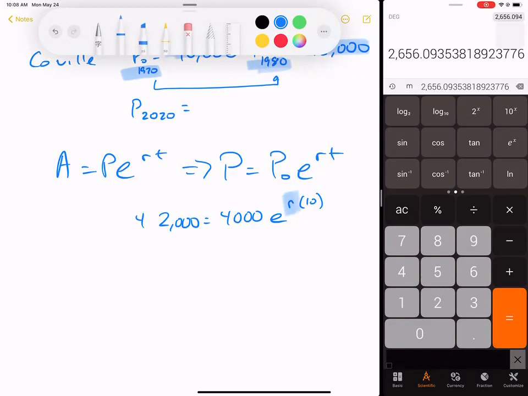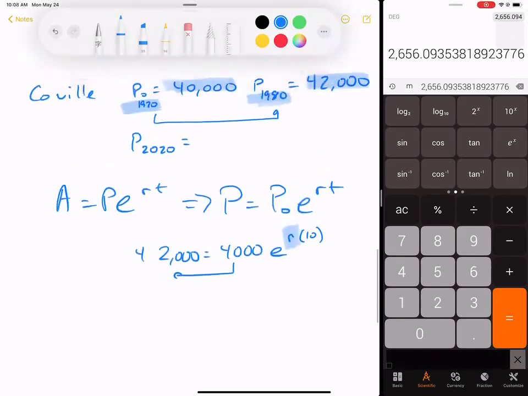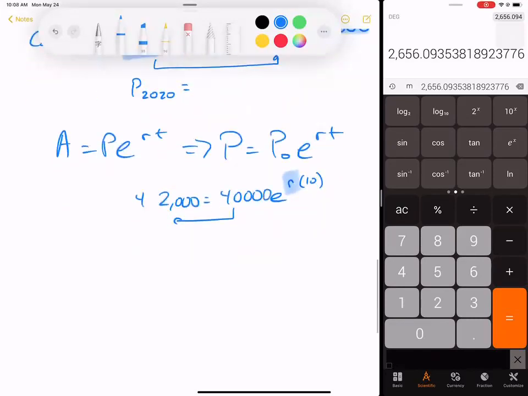So let's go ahead and start cleaning up first. Let's get rid of the 40. So the 4,000, I lost a zero there. The 40,000. So it's 42,000 divided by 40,000. If you want, you can get rid of the zeros. Is equal to e to the r times 10.